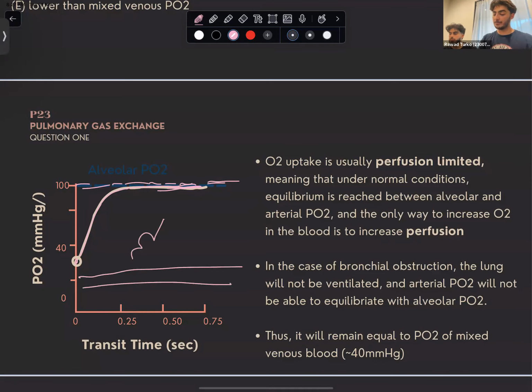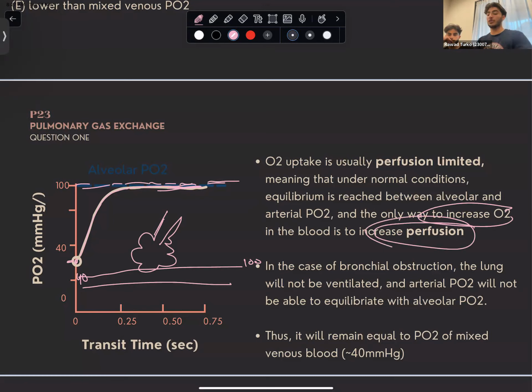So if we add the same diagram right here, it's going to be 40, as they said here, and at the end of it, it's going to be close to 100 because there's that diffusion happening. This is normally. Equilibrium is reached between alveolar and arterial PO2, and the only way to increase O2 in the blood is to increase perfusion, so to have more blood flow within this region.